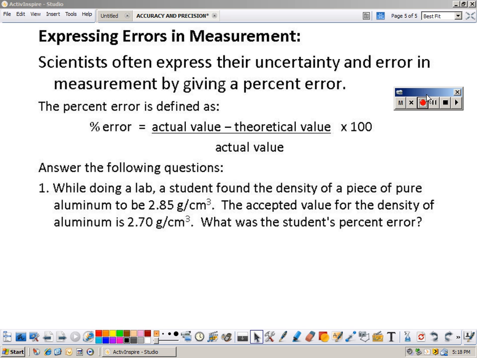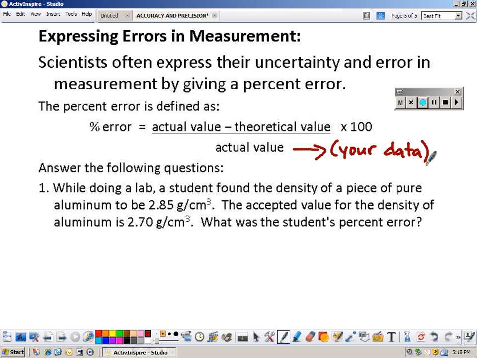The actual value is basically the number that you get in your experiment. So these are your results, or your data. That's where you get the actual value. The theoretical value is either given to you by your teacher, or you can look it up. Okay, so we will say it's given. Now we can look at this example, read it, find out what's the actual value and what's the theoretical value, and we can calculate percent error. So let's do that.